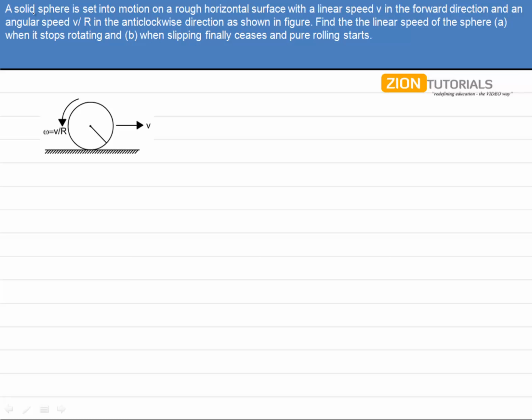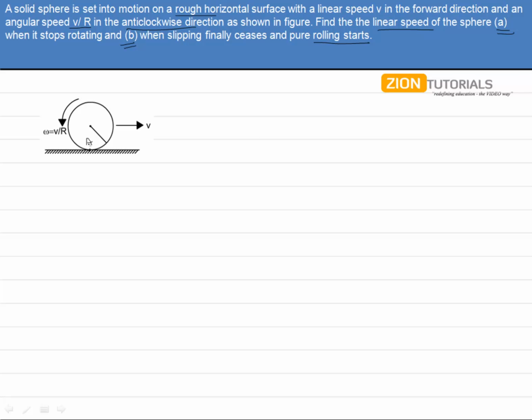As the question says, a solid sphere is set into motion on a rough horizontal surface with a linear speed v in the forward direction and an angular speed v by r in the anti-clockwise direction, as shown in the figure. Find the linear speed of the sphere when it stops rotating, and when slipping finally ceases and pure rolling starts.